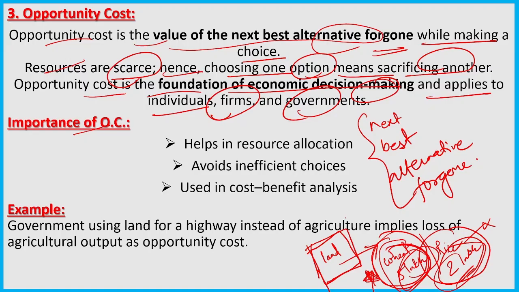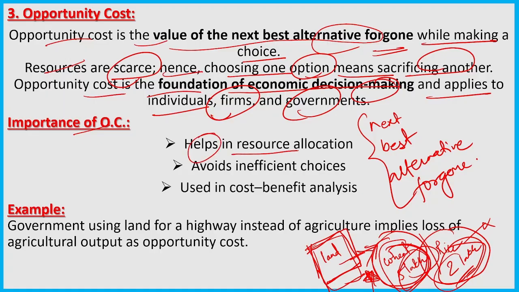Understood? So now you have taken the decision that on this piece of land you will be growing wheat, not the rice. So this is the opportunity cost. I hope it is understood to you. Now let's see its importance.